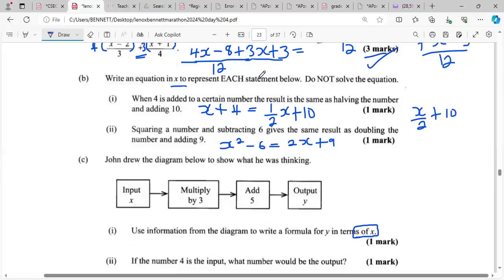Alright, so we're going to start off with x. And then say multiply by 3, add 5, and that gives you the output. So we can summarize it and say 3x plus 5 equals y. So y is the subject now, because y is equal to something. We can rewrite it like this: y equals 3x plus 5.